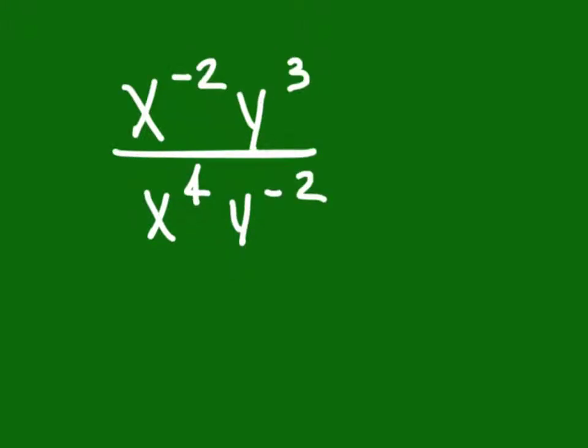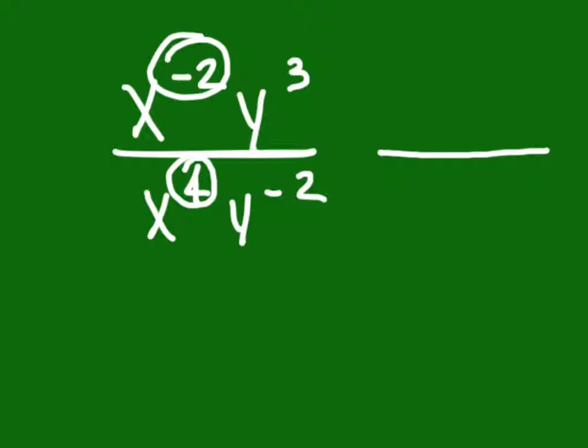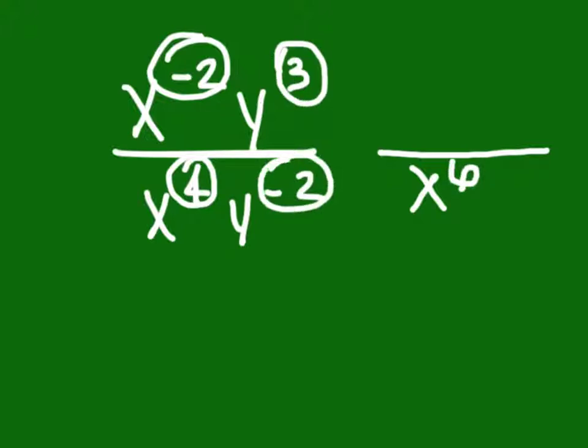So we have x to the negative 2, y cubed, over x to the 4th, y to the negative 2. So 4 is bigger than negative 2, so our x is going to go on the bottom. And 4 minus negative 2 is 6. And for our y's, 3 is bigger than negative 2, and 3 minus negative 2 is 5, so we have y to the 5th over x to the 6th.